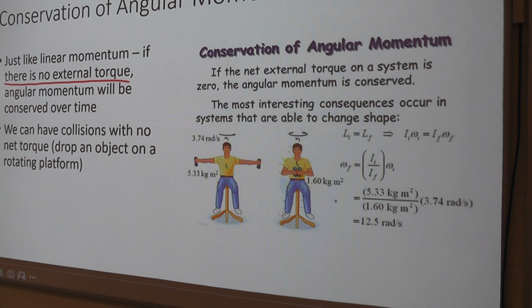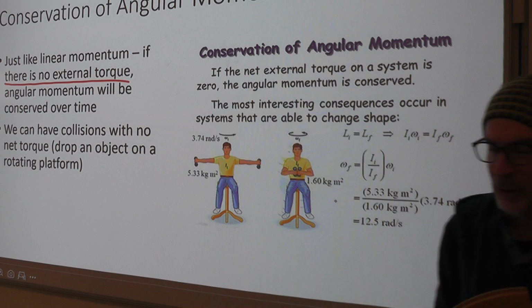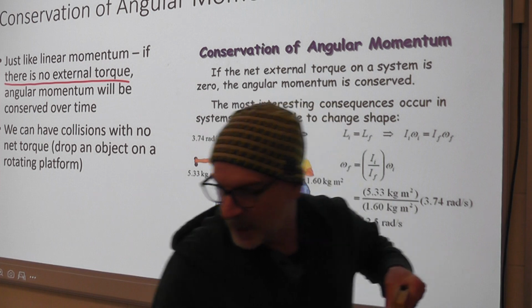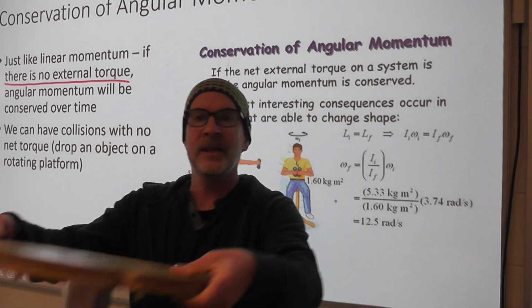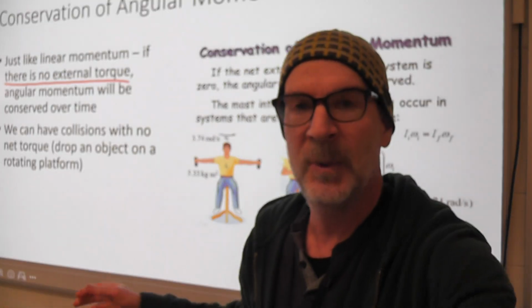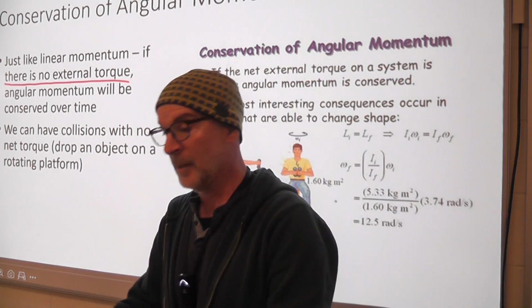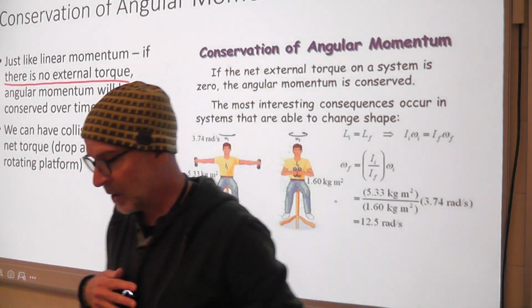So if we have a rotating platform like this, and I doubt my camera is going to be able to see this. I was sort of hoping that it would, but probably won't. What do you think, camera? Should we point you down? That's going to take too much work. Okay, camera, there's a rotating platform here.